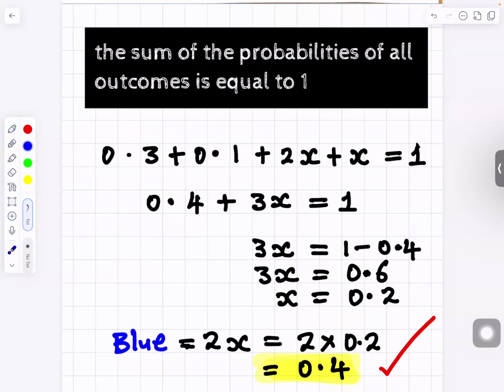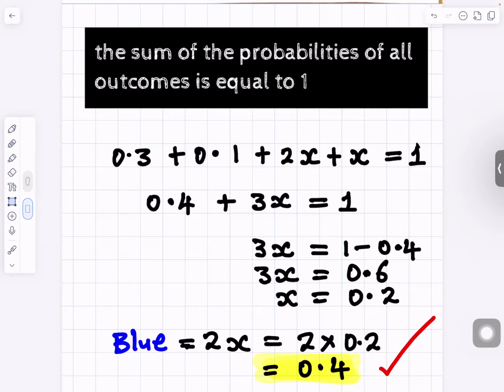So the sum of the probabilities of all the outcomes equals 1. Memorize that. That's key. So you add the probabilities: 0.3 plus 0.1 plus 2x plus x, all of that equals 1. So what you do next, you add the x terms together, and the numbers together. So you add 0.3 plus 0.1, it gives you 0.4.